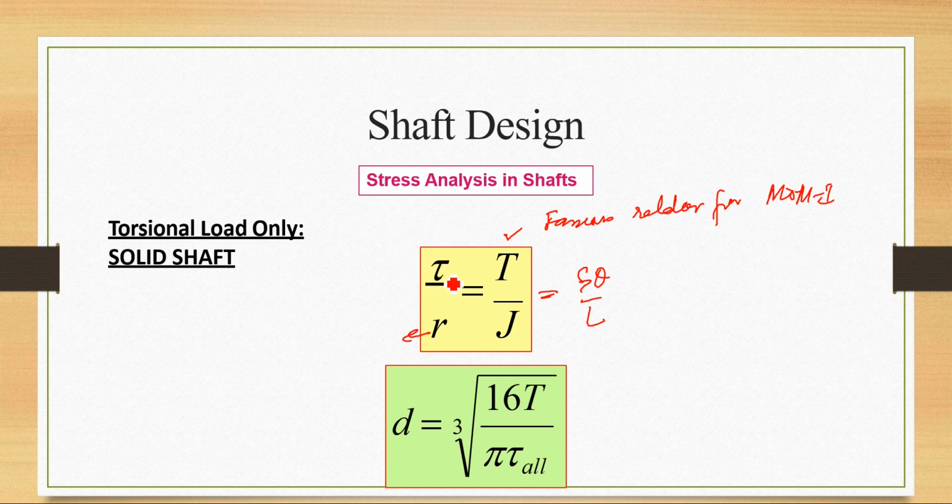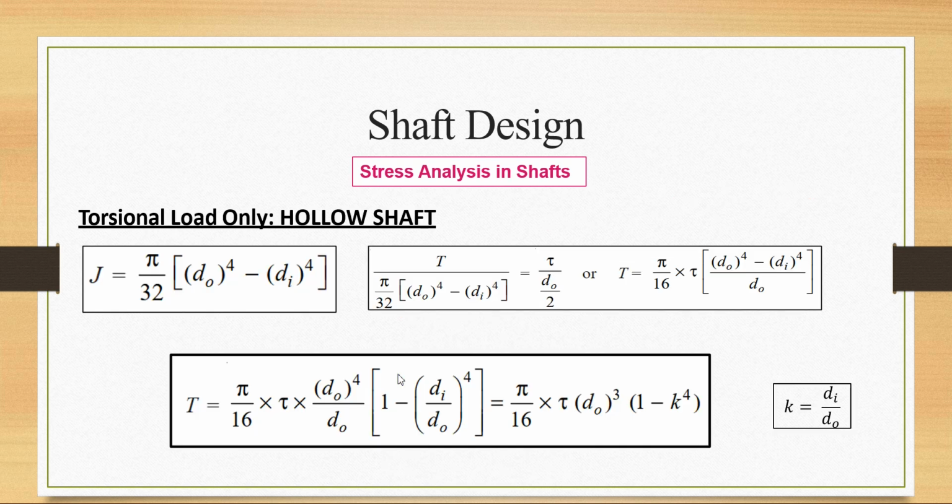So you know that this is tau allowable. This R is nothing but d by 2. This torque is actually the same as we have used here, and J is nothing but pi by 32 d to the 4. Putting all those values, taking d as our design parameter, we end up with d equals cube root of 16 T over pi tau allowable. So if you know the torque in the shaft, and if you know the material of the shaft, you can find the diameter of the shaft that is used to transmit torque.